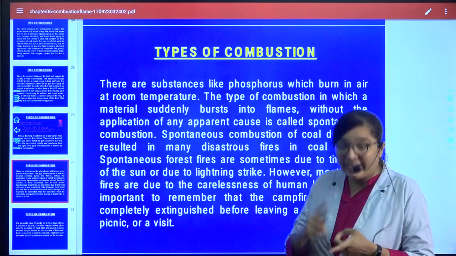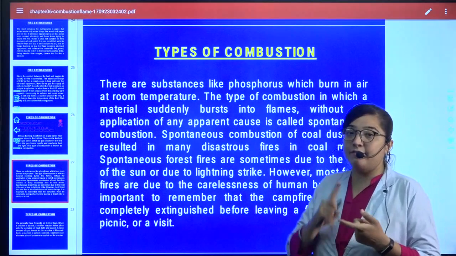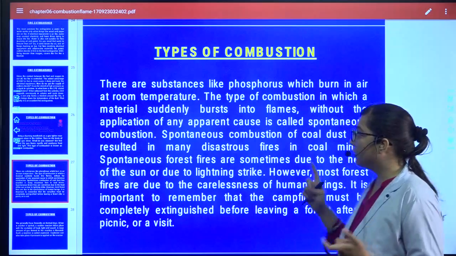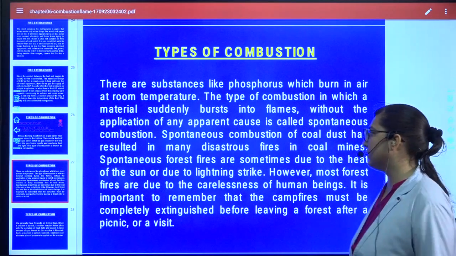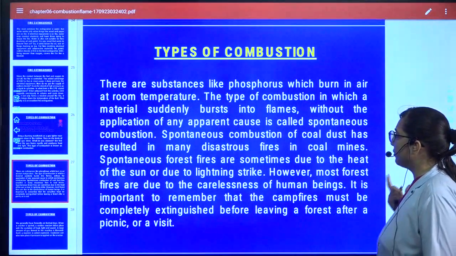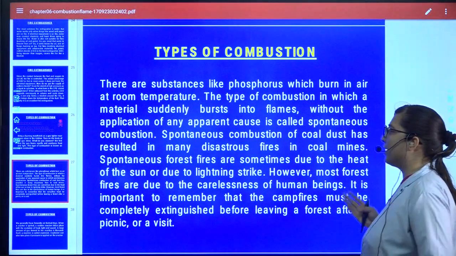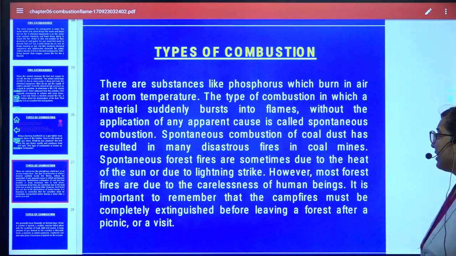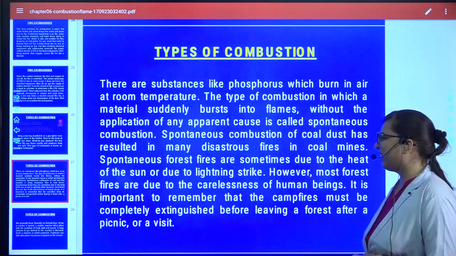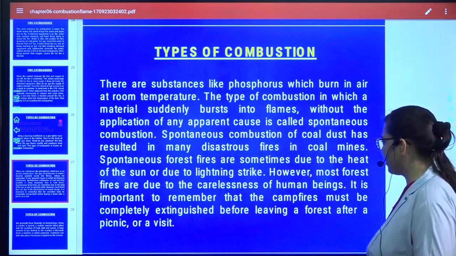So at room temperature also they will catch fire. This type of reaction is called spontaneous. Spontaneous combustion of coal dust has resulted in many disastrous fires in the coal mines, and they are sometimes due to the heat of the sun or due to a lightning strike.